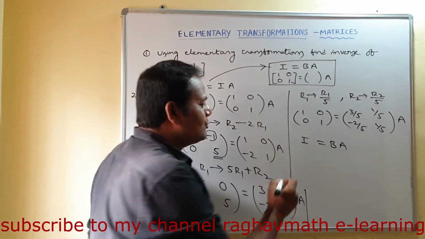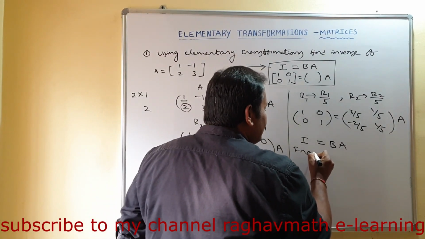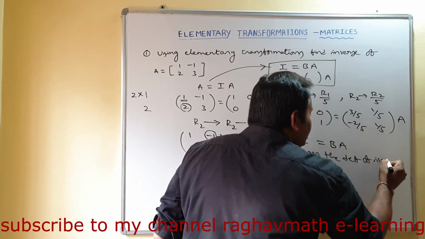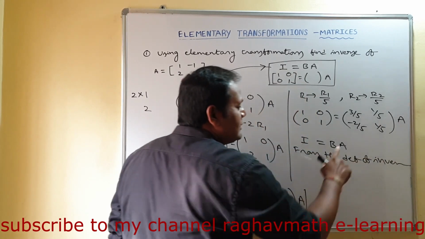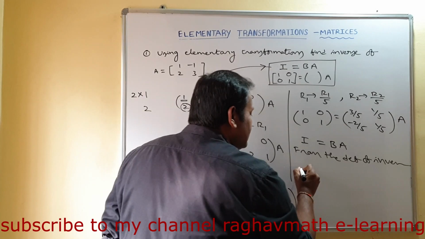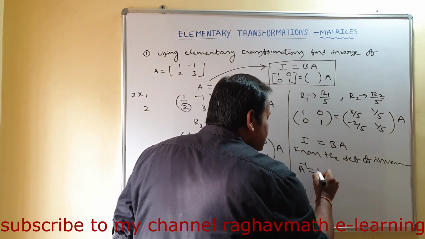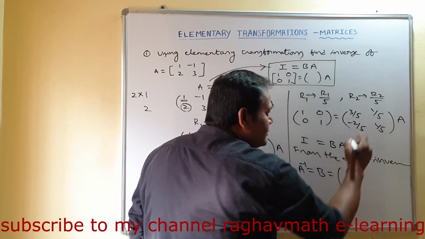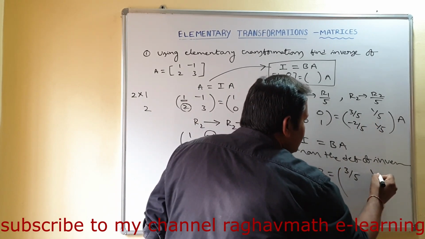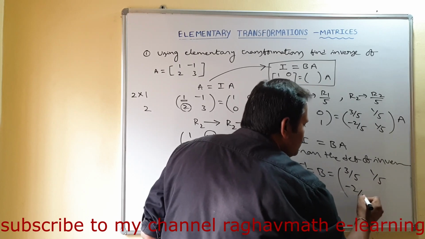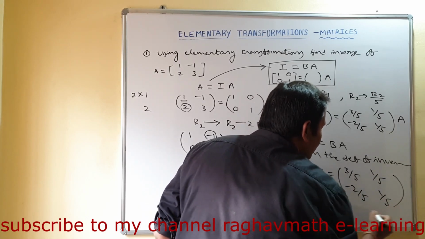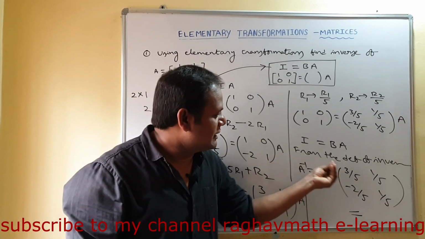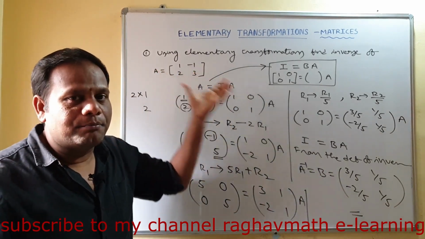So from the definition of inverse, you can tell A is invertible and A inverse is equal to B. What is B? B is this: 3 by 5, 1 by 5, minus 2 by 5 and 1 by 5. So this is the inverse of the given matrix.